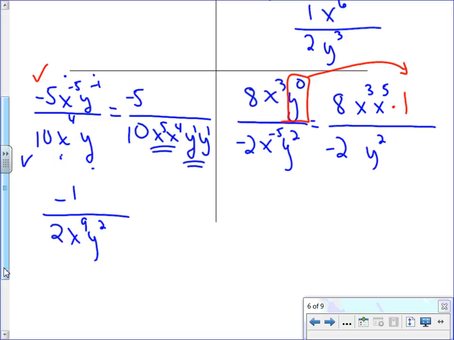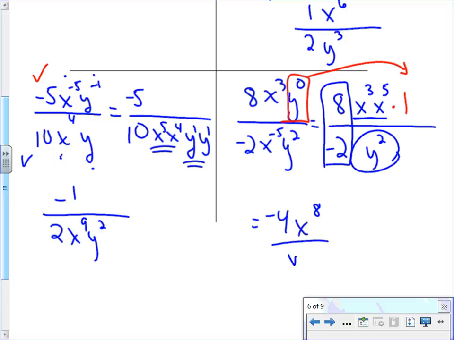And now I'll just put anything together that I can. 8 divided by -2 is -4. These x's here, I add the exponents, they end up on the top. This y, there's only one there, y squared, ends up on the bottom, and there you have it.